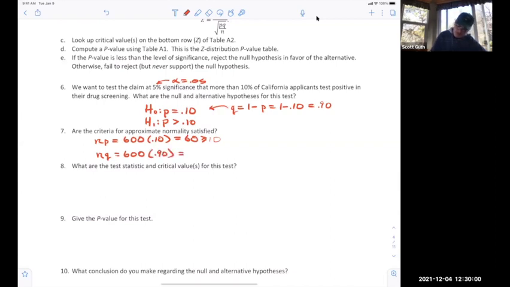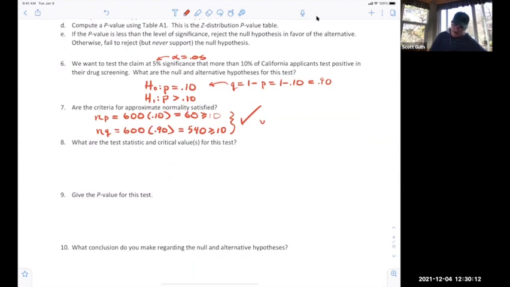And so that better be 540 people. And of course that's at least 10 as well. And with both of those being at least 10, we have satisfied the criteria. Okay, now the test statistic is going to be the formula. Sorry, it's a Z test statistic. We only use T for means, and this is on proportions.